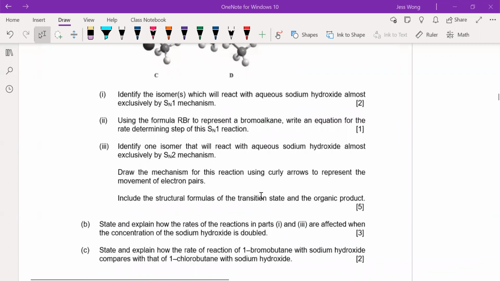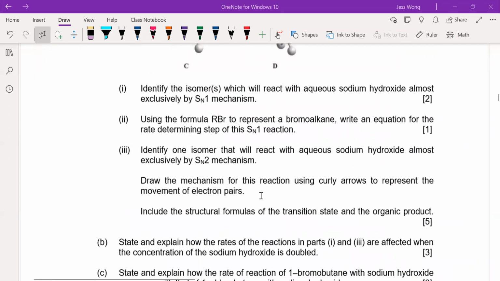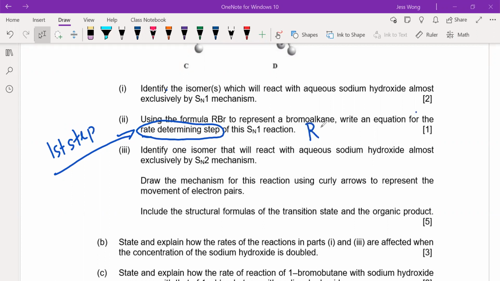You are supposed to use a formula to represent the bromoalkane and write an equation for the rate determining step. We are only focusing on the first step, which is the rate determining step, and that step involves forming a carbocation. So our equation will be RBr arrow R plus Br minus. We are using RBr to represent the bromoalkane. This R plus is our carbocation over here.